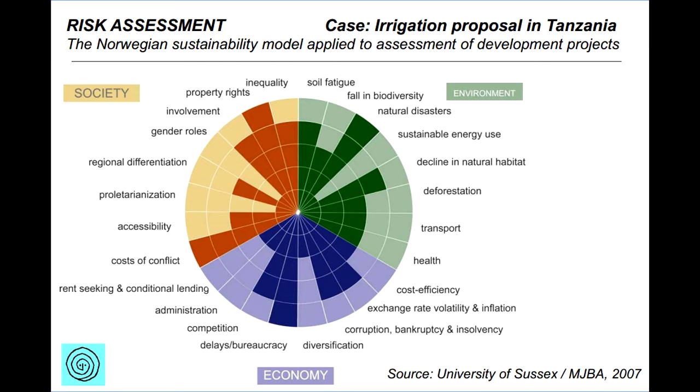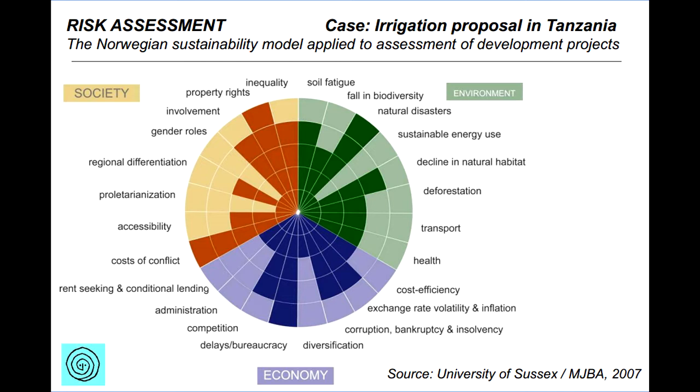Here we see a map being used for an irrigation proposal in Tanzania. The three areas of economy, society, and ecology are clearly and equally defined, and it is easy to see with a cursory glance which areas are fully sustainable and which are lacking. Areas such as sustainable energy use, gender roles, and proletarianization, which have the lowest scores, can be seen immediately to be areas which need the most attention.